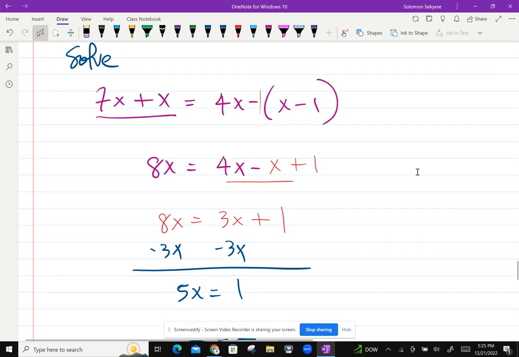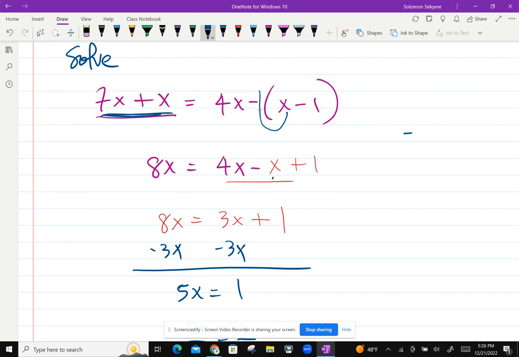Let's do another one. Okay, what about this one here? 7x plus x equals 4x minus. You see there is nothing there. It says minus parenthesis x minus 1. When you don't see any number before the parenthesis, just put 1. So first we combine these two like terms, 8x equals 4x, and then we are going to distribute negative 1 through the parentheses. So negative 1 times x is negative x. Negative 1 times negative 1 becomes positive 1.